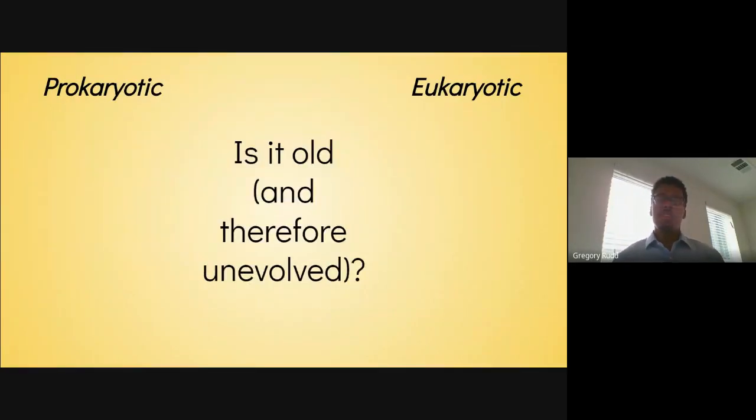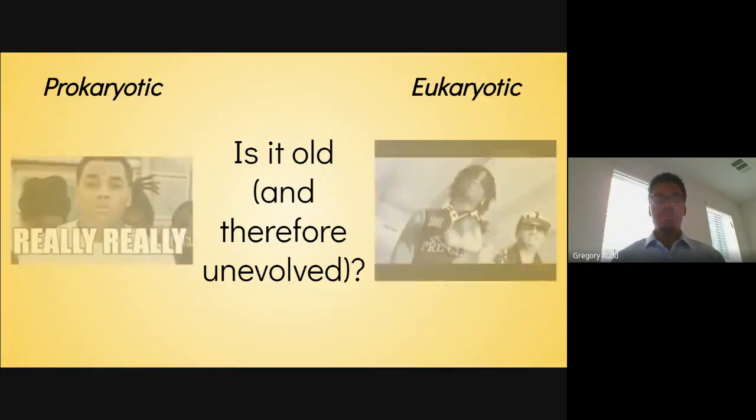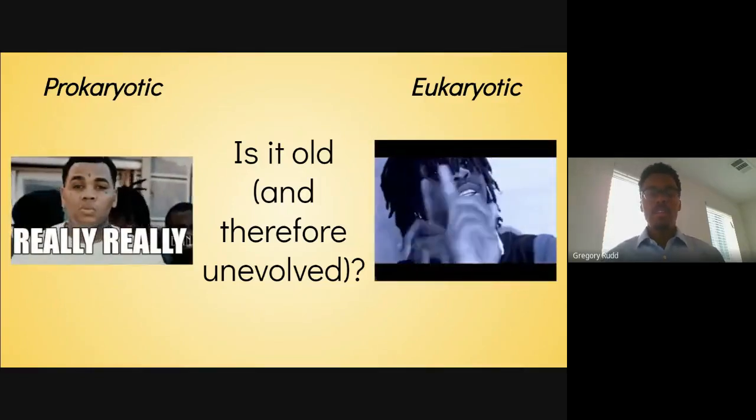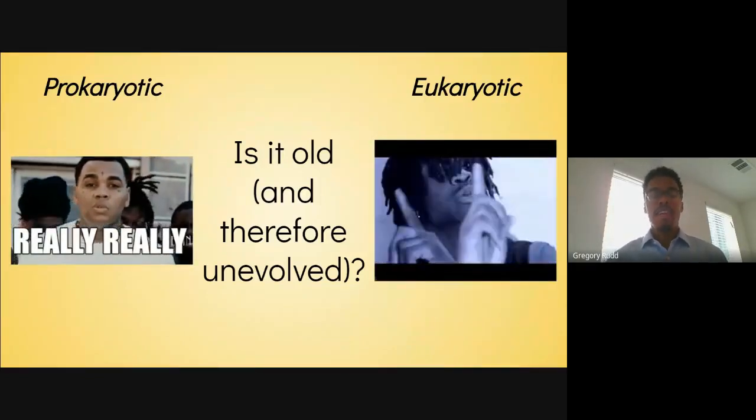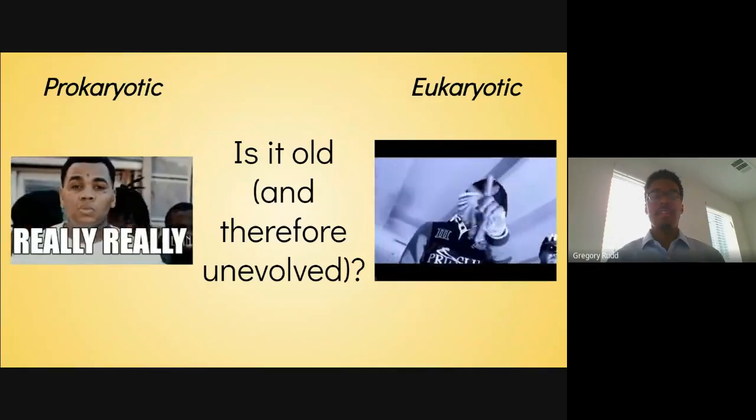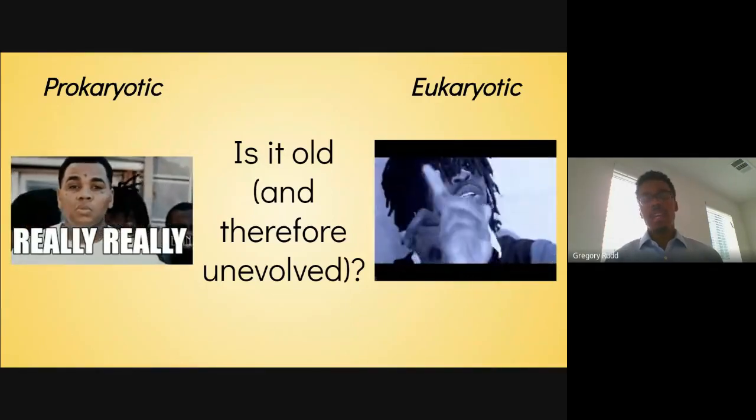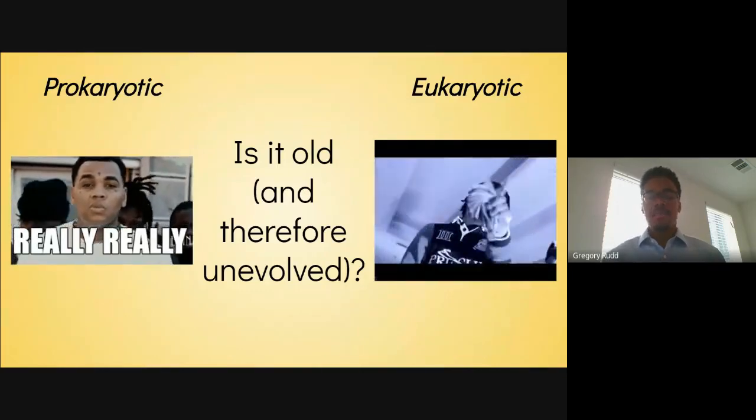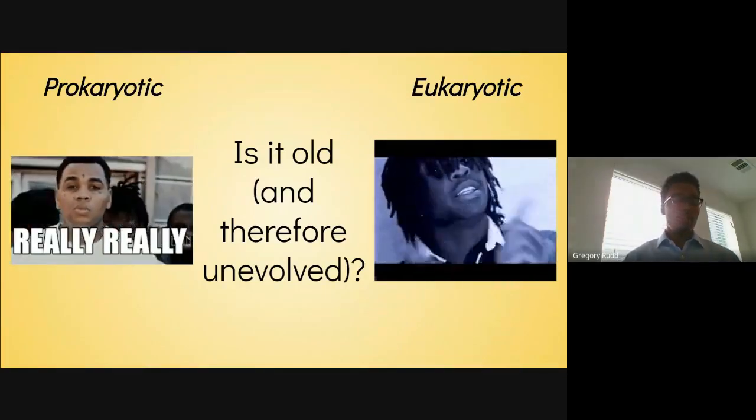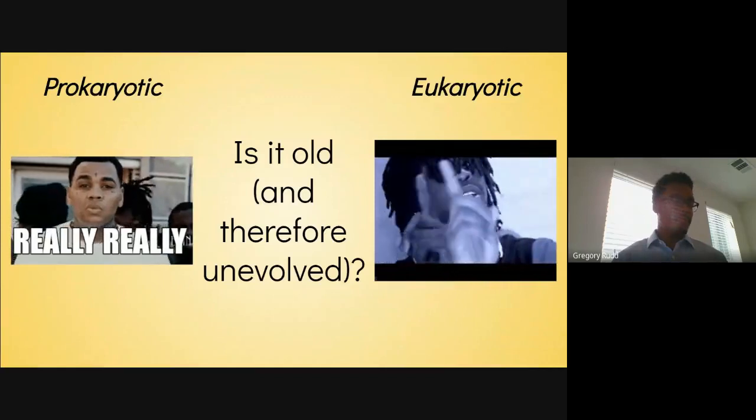And then lastly, I think this is the last one. Is it old and therefore unevolved? No, there's one more after this. Prokaryotic cells are very, very old, or as Kevin Gates likes to say, really, really. Eukaryotic cells, they're not old. They came later. They developed much longer after the prokaryotic cells.